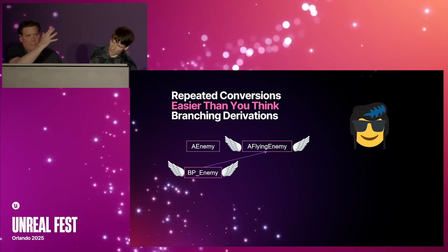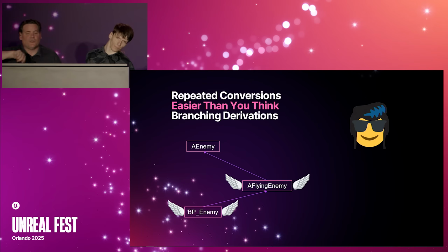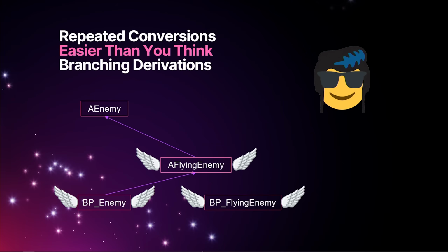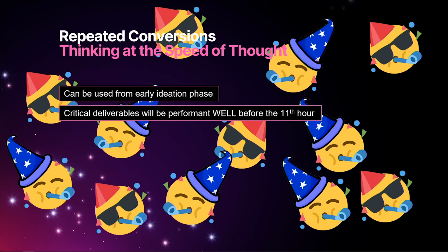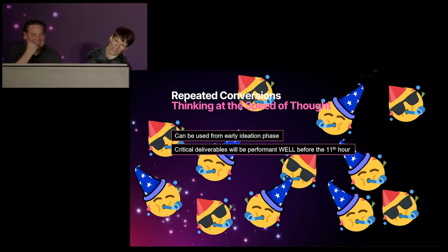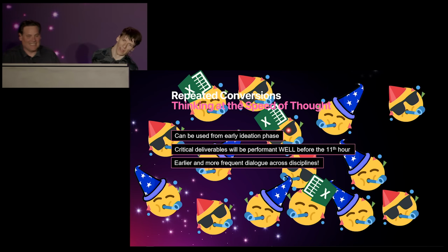But then your creative director hired the best flying enemies designer on the planet, and you can tell by his hair. So they created the most awesome flying enemy, but started dumping it into the native class. If you built your tool according to our steps, the conversion process will automatically reparent that to a new native class, maintaining the hierarchy, and then it's just a matter of duping the BP, switching it over, and starting fresh again. It's a huge knock-on thing we didn't even realize was going to happen. Yep. Now we're thinking at the speed of thought. Designers can use it. Engineers will be performing as well before the 11th hour, which is fantastic. And production loves it because the team is working together earlier on. That's our time. Thank you guys so much.